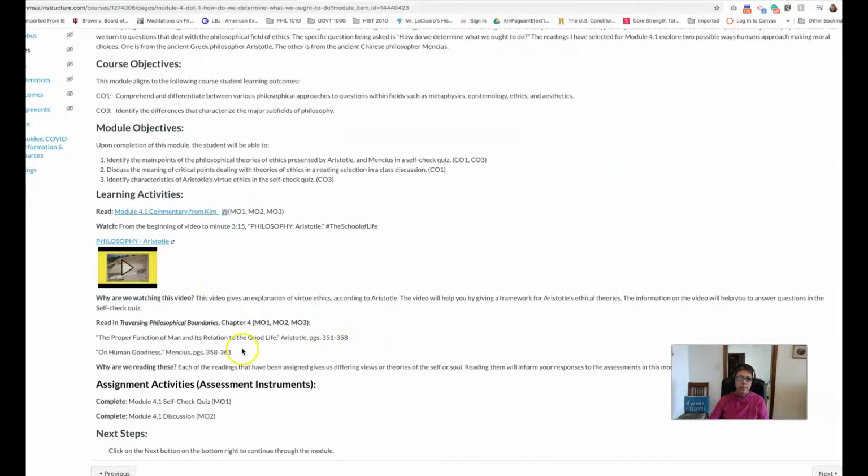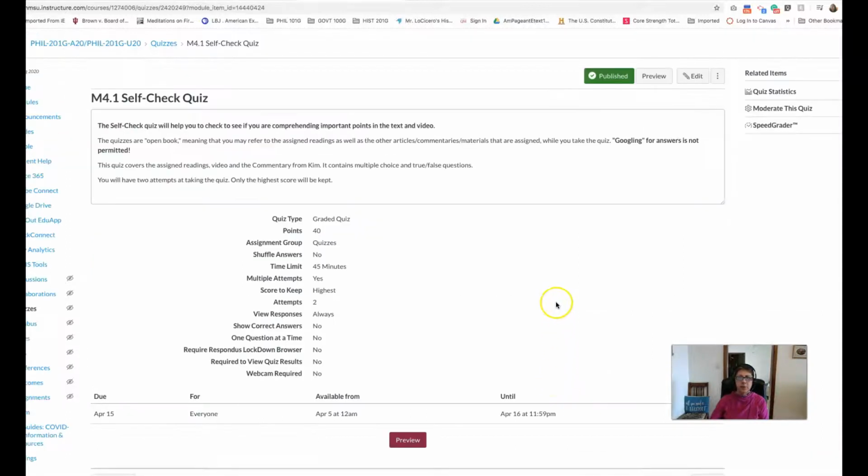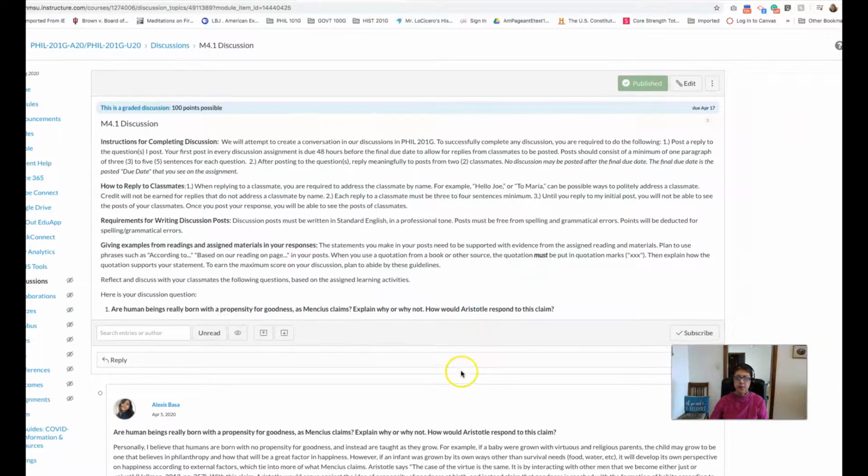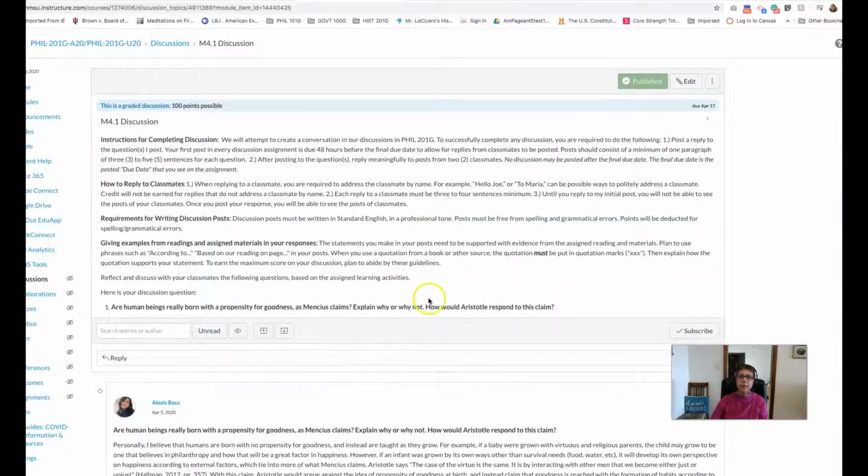Your readings are from our textbook: The Proper Function of Man and Its Relation to the Good Life, which is from Aristotle, pages 351 to 358. And then you're going to read On Human Goodness by Mencius. So there's a self-check quiz and a discussion. Let me give you those due dates. Your self-check quiz is due on April 15th. And then the discussion, looks like someone has already started here. That's Alexis. All right, good job, Alexis.